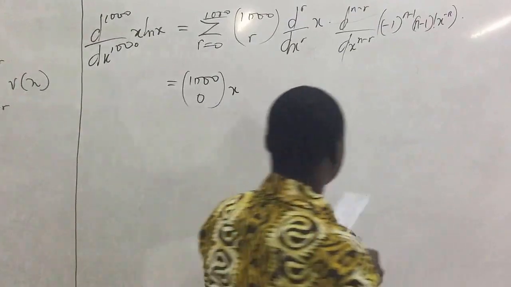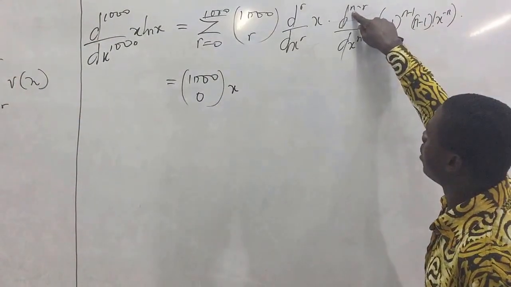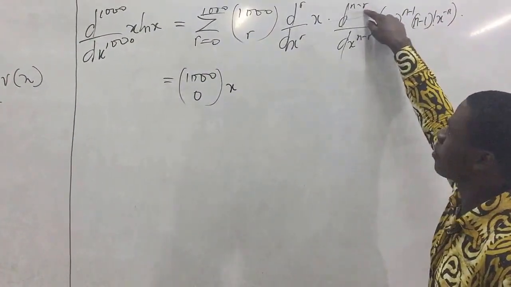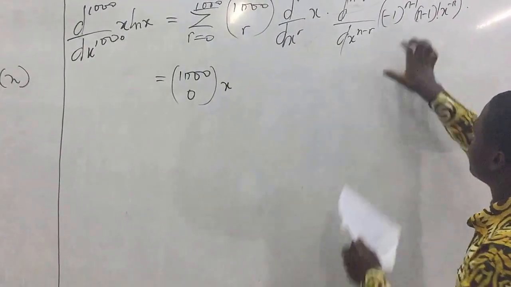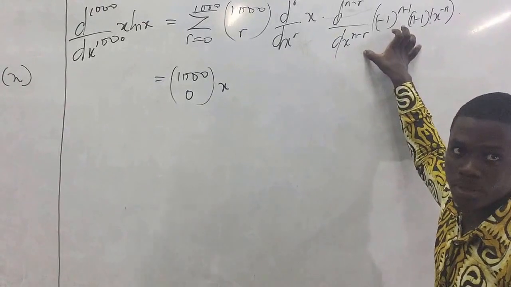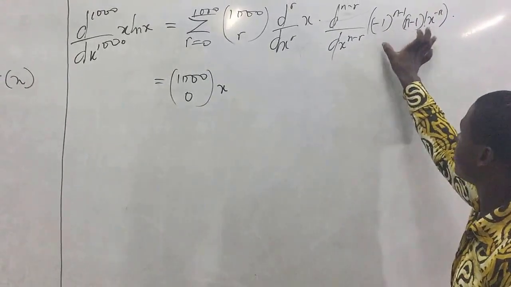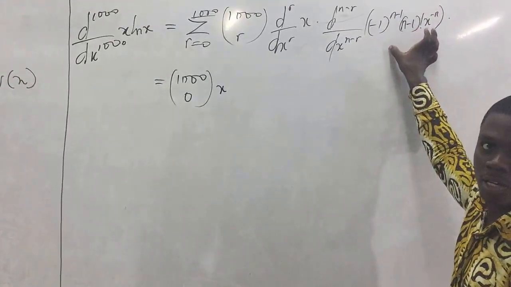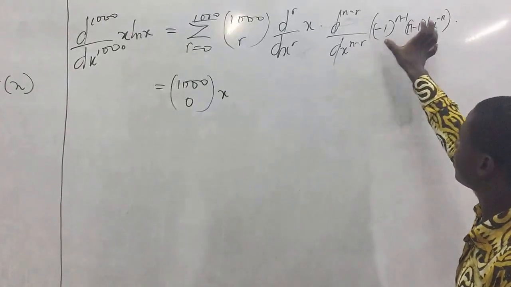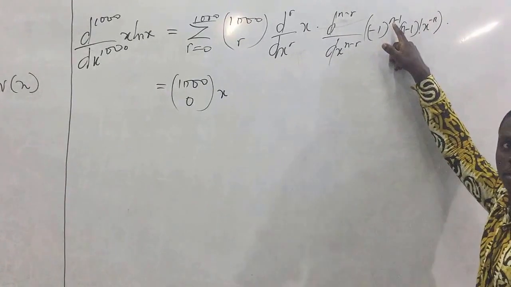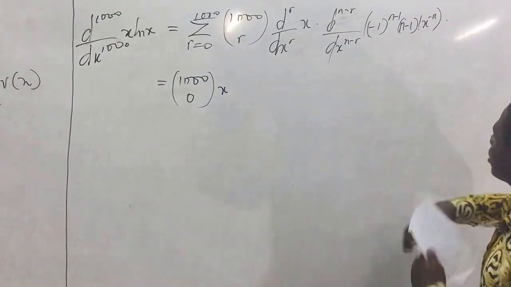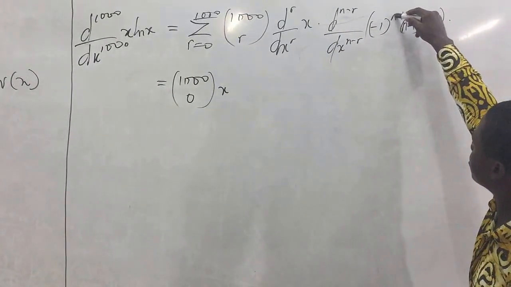Now if r is 0, it means that n is 1000. Then if you subtract 0 from 1000, we still have 1000 there. It means that we are going to differentiate the x 1000 times. You see the importance of writing the nth derivative here, so that if you are differentiating this one 1000 times, the only thing you look for is where you can see n. Then you put 1000 there. So I can see n here, so I put 1000 here.